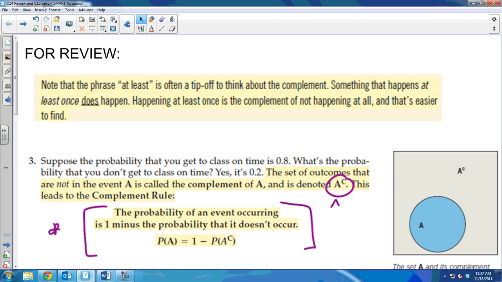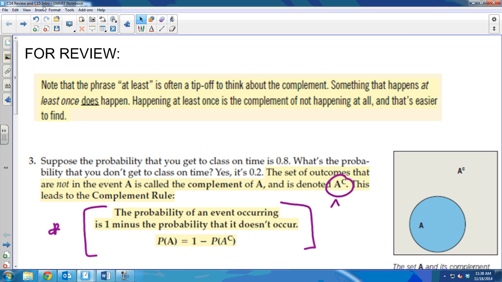For example, on the practice quiz, there were 5 multiple choice questions with 4 choices each. One asked, what's the probability of getting at least 1 correct? On the quiz, it was at least 1 incorrect. If you tried to find all of those probabilities, at least 1 incorrect would mean 1 incorrect and 4 correct, or 2 incorrect and 3 correct, and so on and so forth. That's a lot of work.